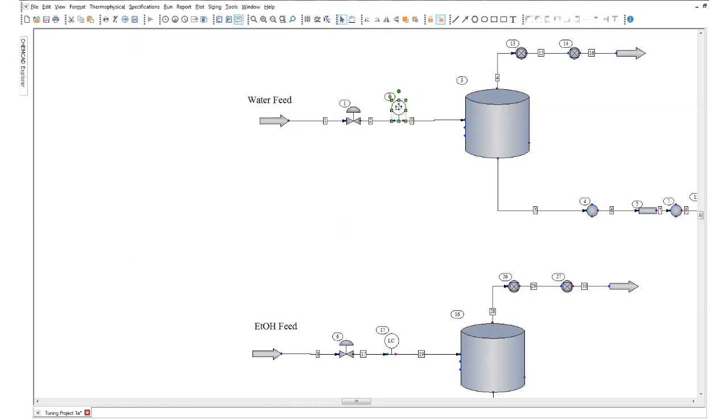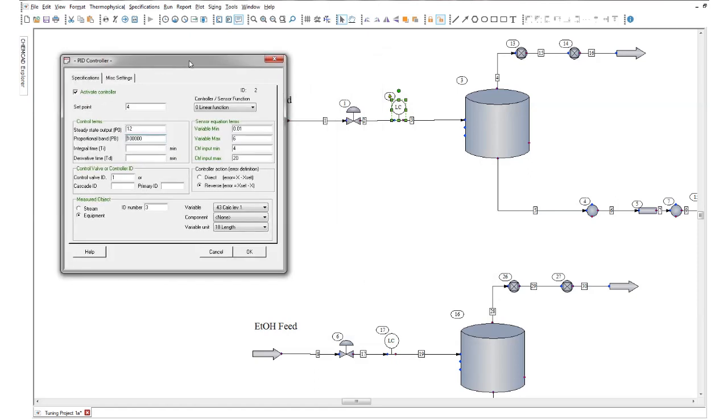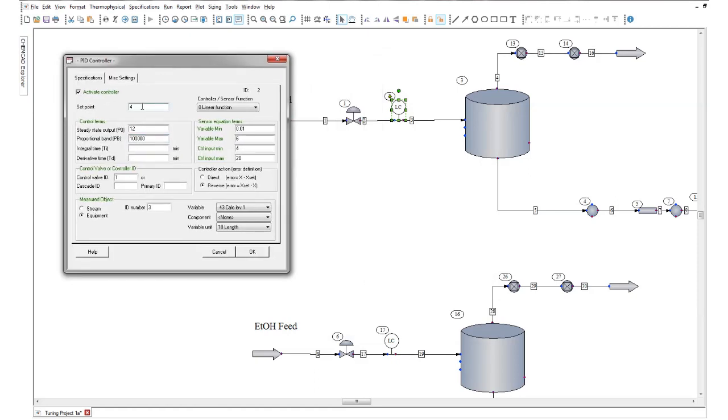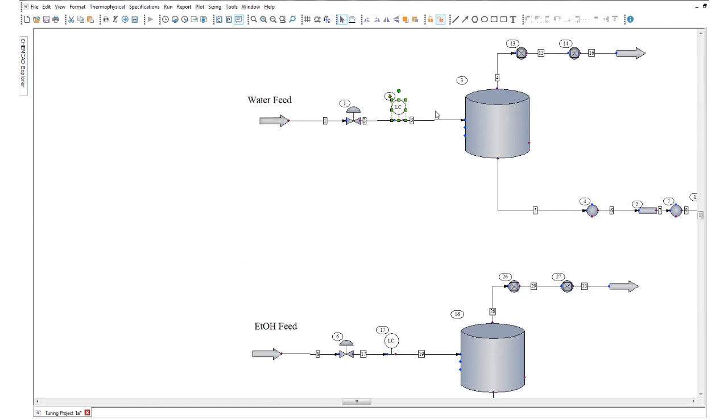So when I look at my level controller, right now I have a set point at 4 meters. My steady state output is 12 milliamps, which is the same as 50% valve opening, and I have a large proportional band. When that proportional band is large, it means my gain is very small. So when I look at my controller output, it's going to be primarily only the bias, which is that 12 milliamps. So let's take a look at what happens when I click the Run menu, Dynamics, and Run from Initial State.